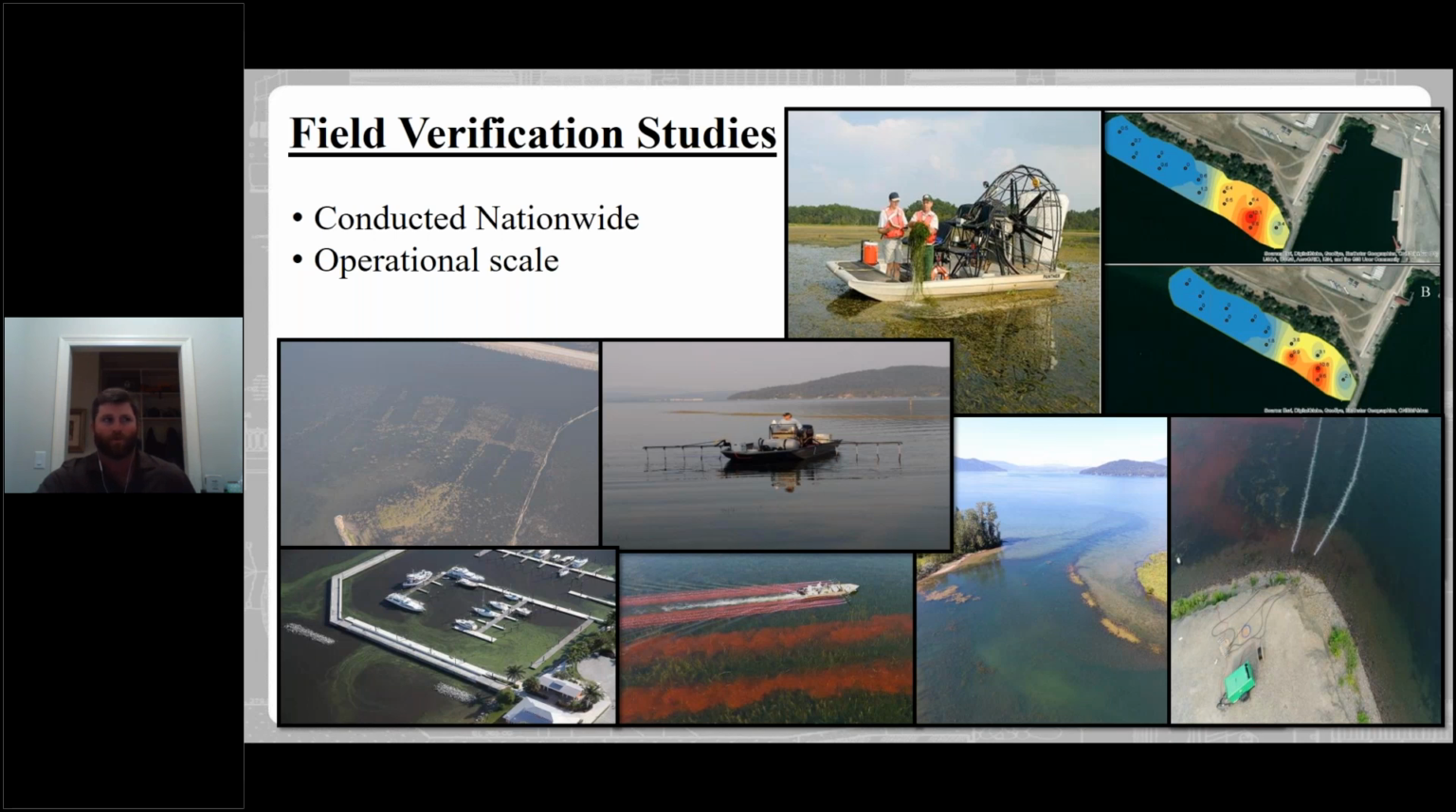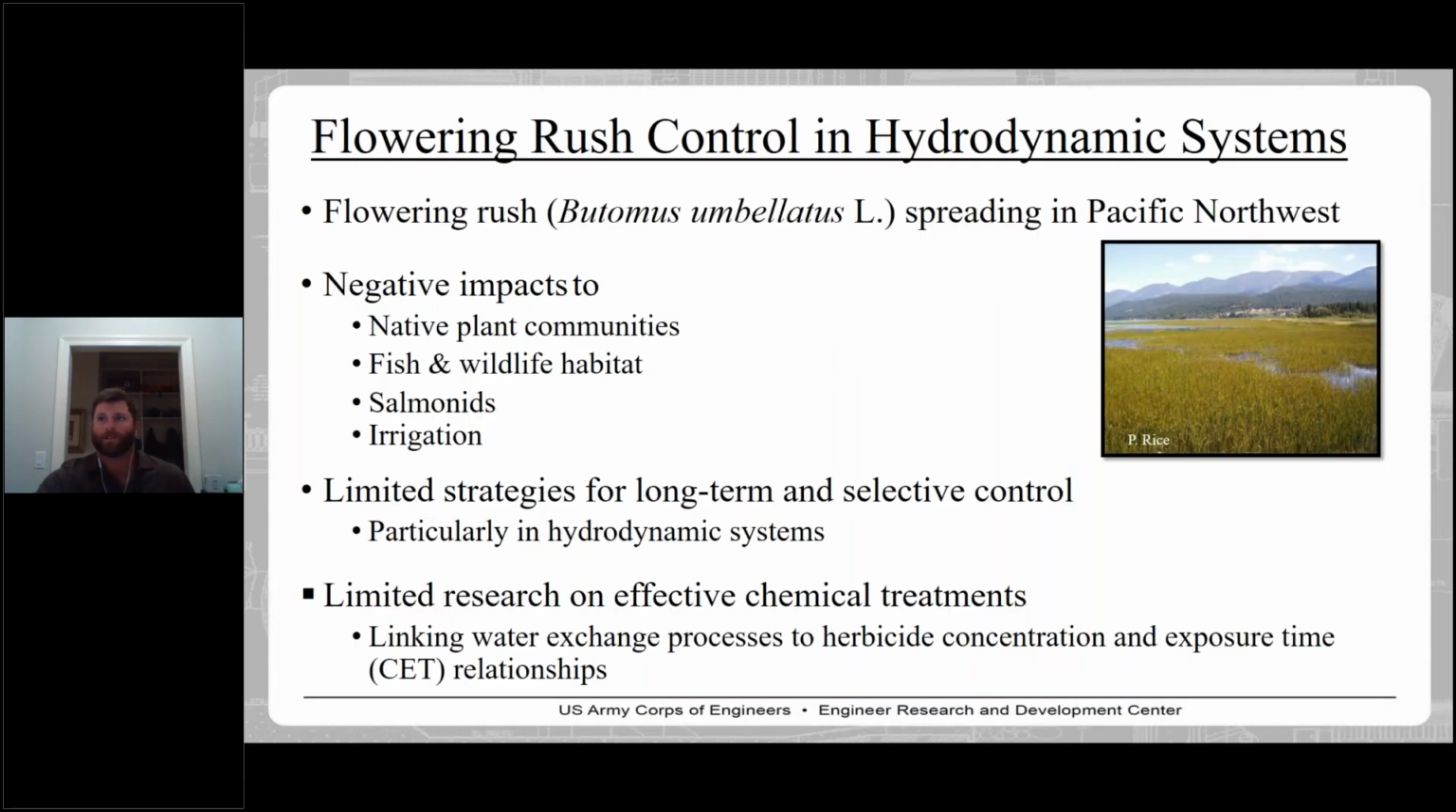I'm going to go ahead and jump into flowering rush control and hydrodynamic systems. Most of you, I'm sure, are familiar with flowering rush. It is spreading throughout the Pacific Northwest. It has a really dynamic ability to grow as an emergent plant in shallow areas, but it can also grow submerged in waters upwards of 18 foot deep. It can form monotypic stands in both of these growth habits, and really negatively impact native plant communities, fish and wildlife habitat, and water use.